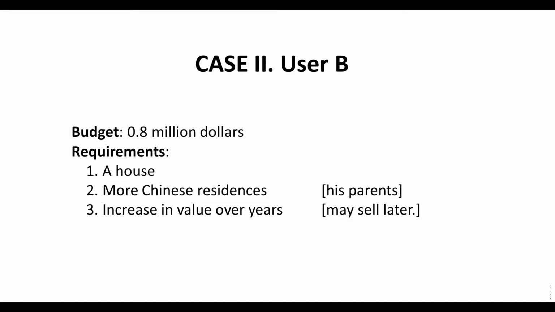User B wanted to buy a house in a region where there were more Chinese residents so that his Chinese parents would have an easy life in the region. Since he might live there only for 3 or 4 years, he also preferred a region where the house value could increase over the years.